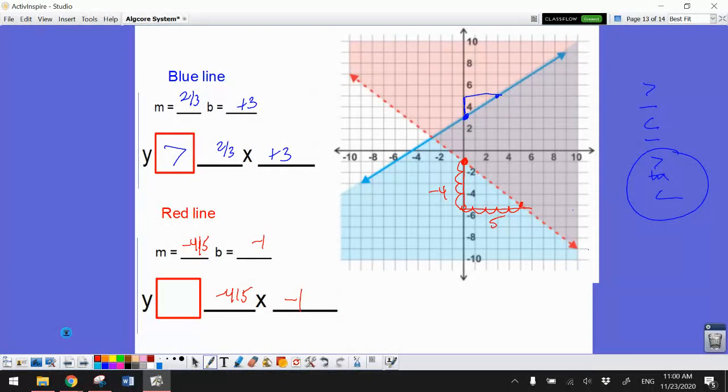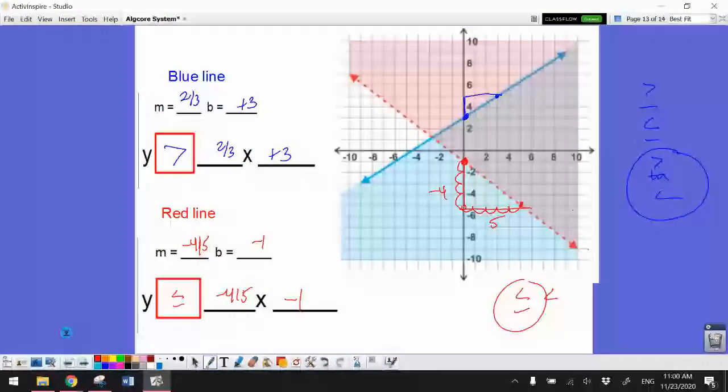Okay, so what do you think? Which one of these inequalities is it? Am I shading up or am I shading down? I'm shading down, so it has to be one of those two, and it's a solid line. So I know that I am less than or equal to.